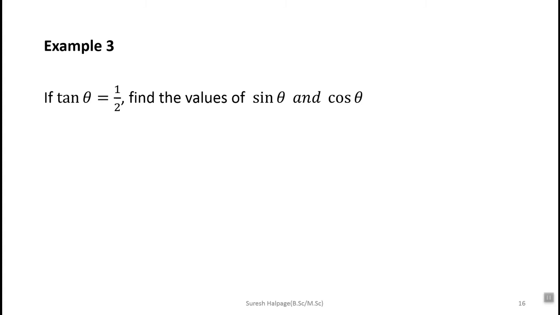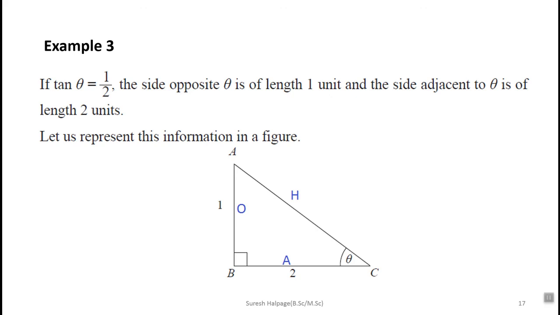So example 3. If tan theta equal half, find the value of sin theta and cos theta. So we know tan theta: TOA, tan is opposite over adjacent. So we can take this as opposite and this as adjacent. If tan theta equal half, the side opposite theta is of length 1 unit and the adjacent to theta is of length 2 units.